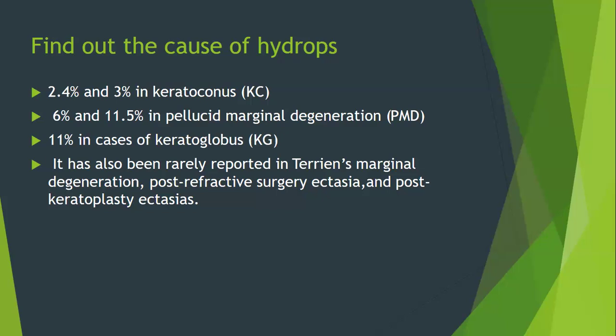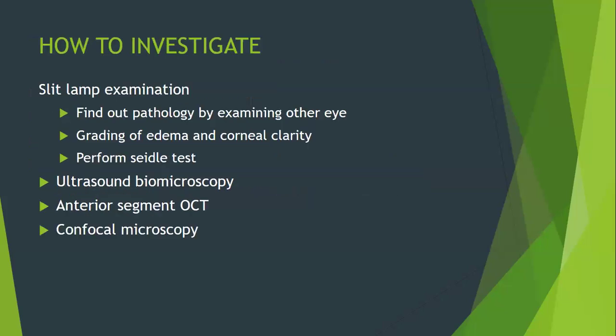Data shows that hydrops incidence is just 2.4 to 3% in keratoconus, 6% to 11.5% in pellucid marginal degeneration, 11% in cases of keratoglobus, and it has been very rarely reported in Terrien's marginal degeneration, post-refractive surgery ectasia, and post-keratoplasty ectasia as well. So you have to find out the pathology in the other eye. Good. So how to investigate?